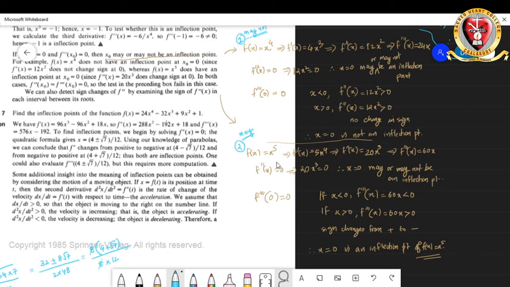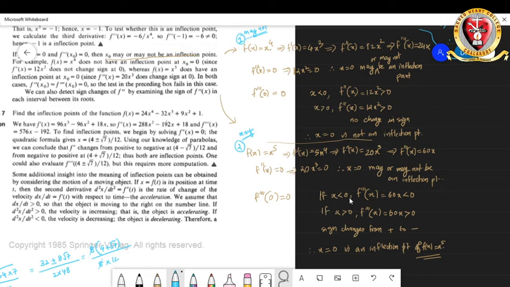Suppose f of x is equal to x raised to 5, that implies f dash of x is equal to 5x raised to 4, implies f double dash of x is equal to 20x cube, implies f triple dash of x is equal to 60x. So to find the inflection point, first equate f double dash of x is equal to 0. That implies 20x cube is equal to 0. Therefore, x is equal to 0 may or may not be an inflection point here. When we calculate f triple dash of 0, you get 0. So you cannot apply the test.